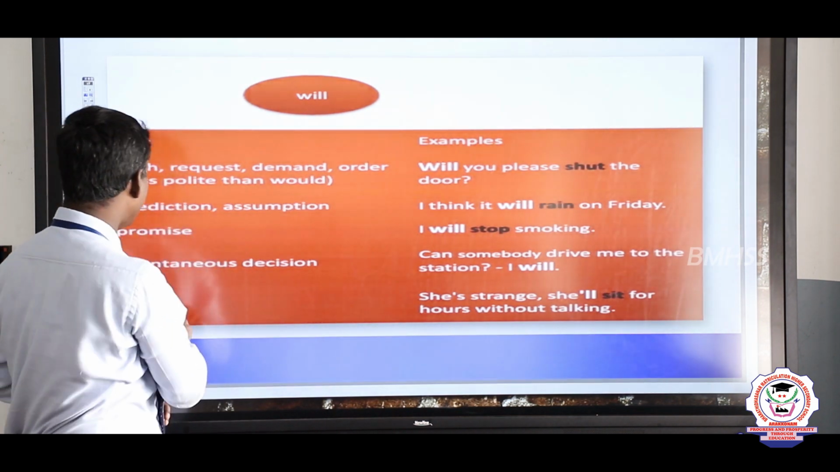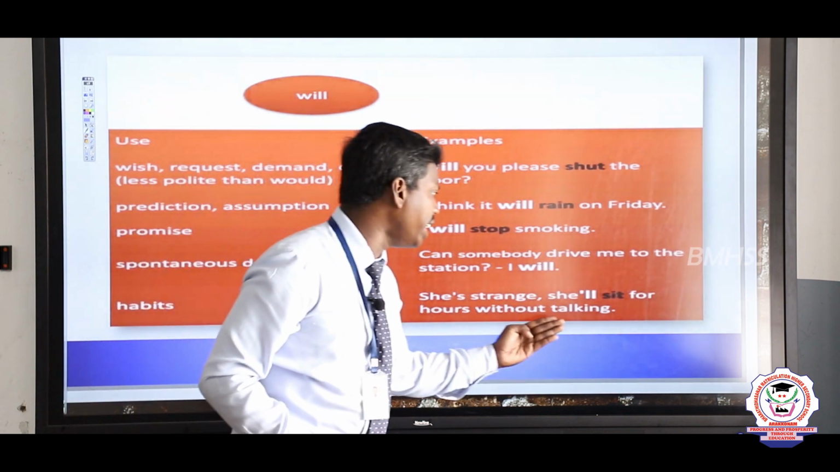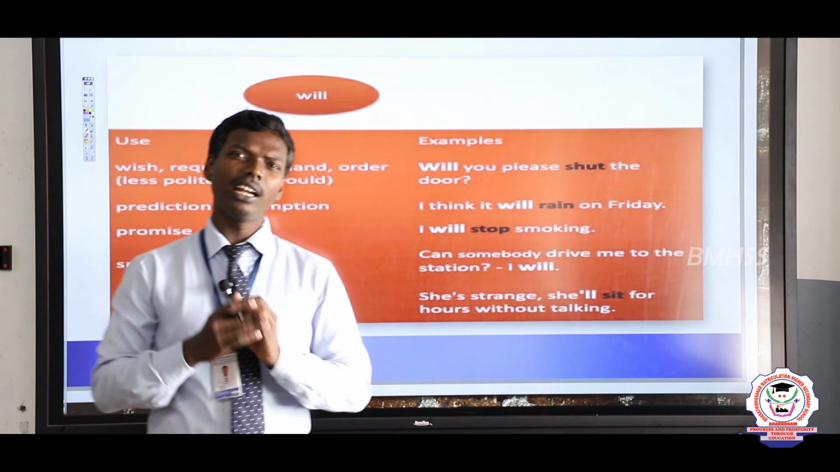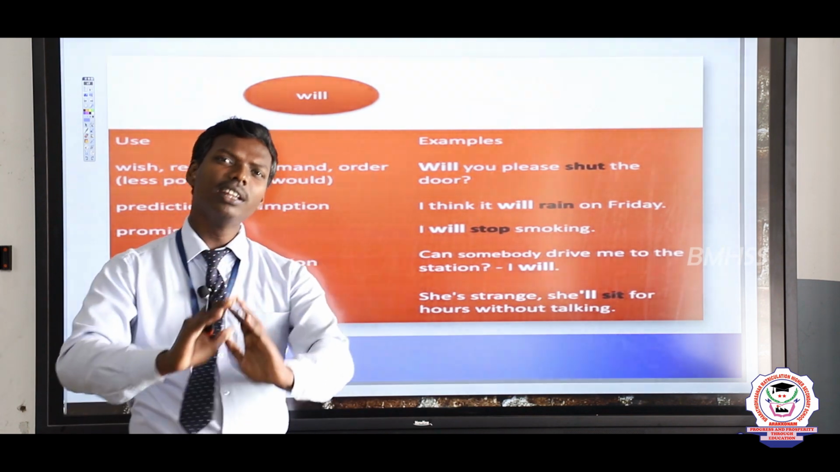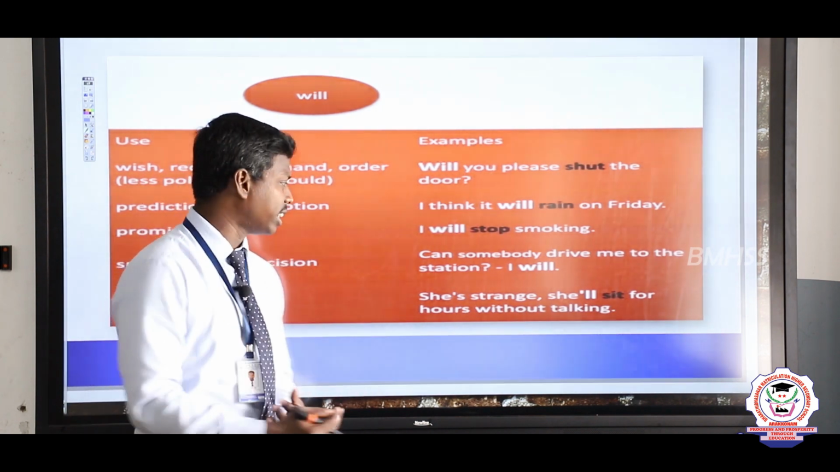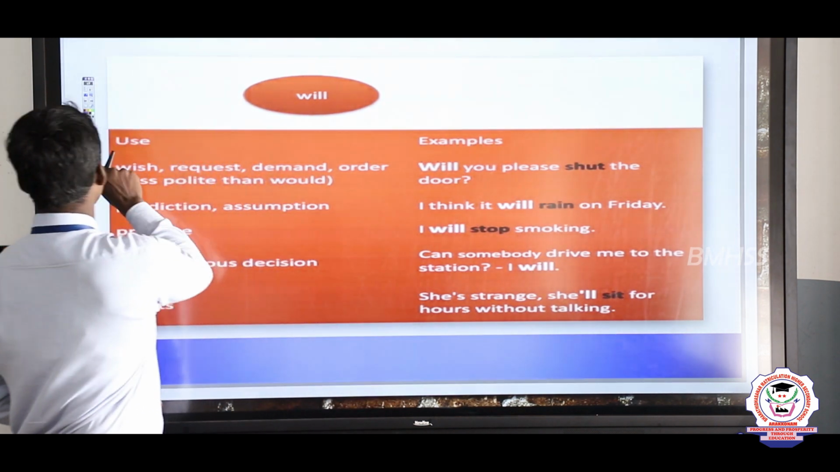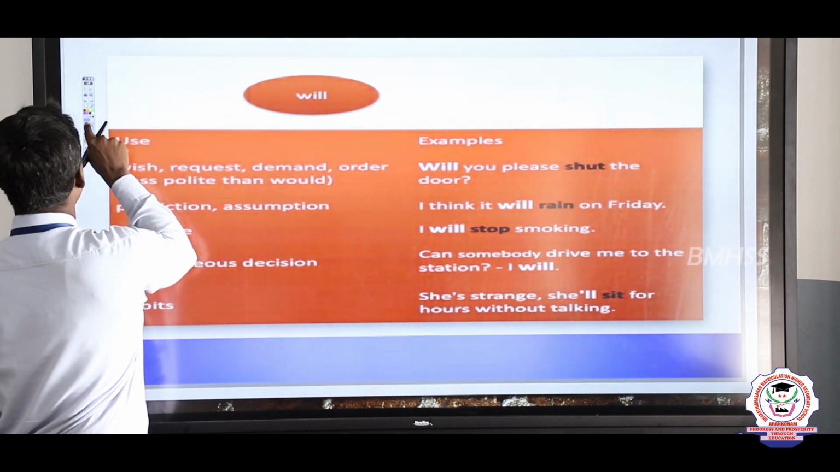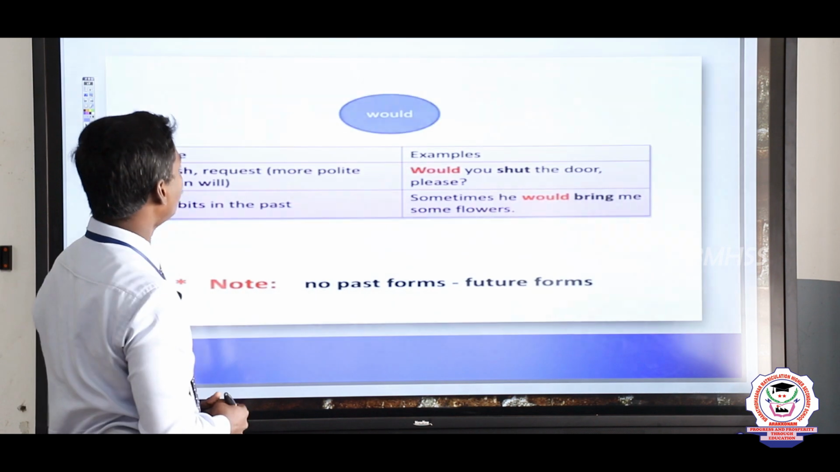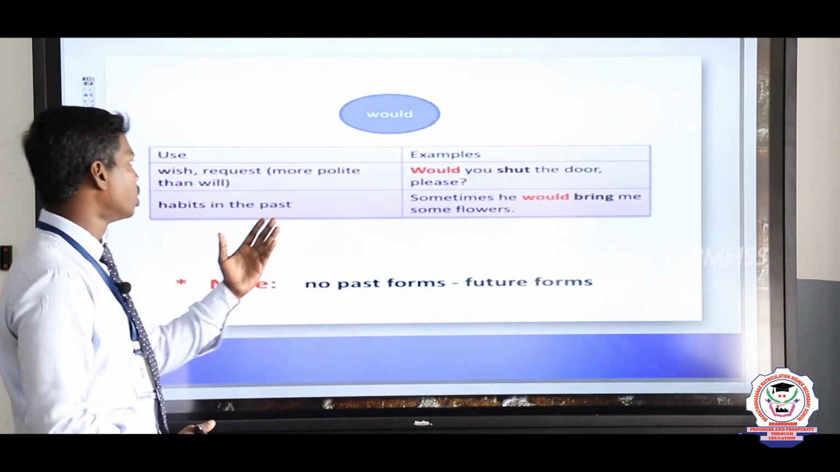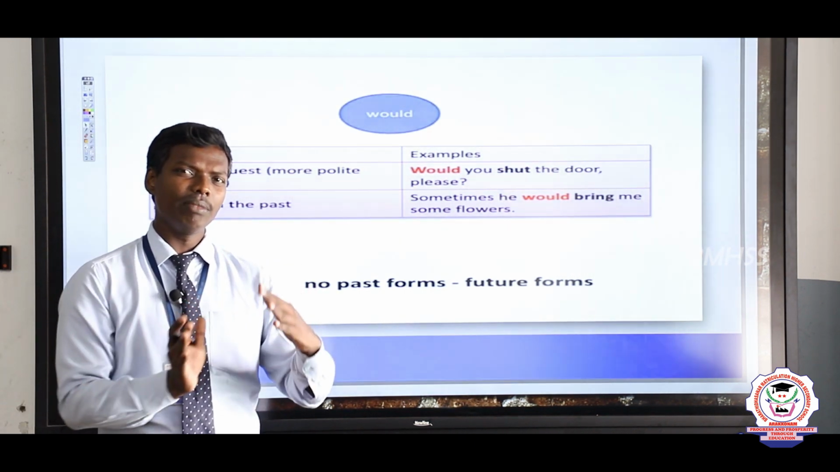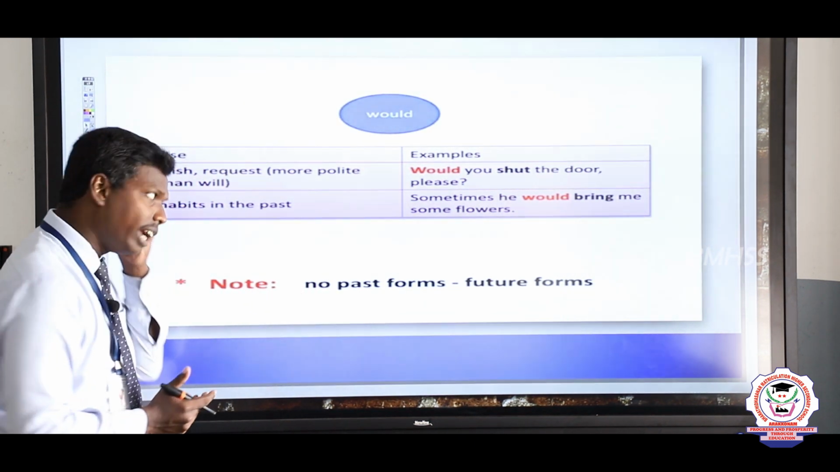We shall also see habits. She is strange. She will sit for hours without talking. To convey that however many hours pass, she will stay silent, we use this. Yes, now we have seen this part. Now let's move to the next part where we will see the application of would. Normally we express a wish or request more politely than will. More or less the application is the same, but will is less polite than would.